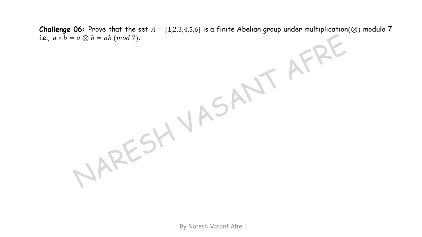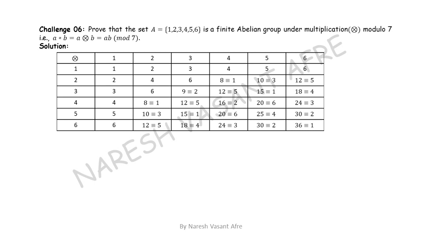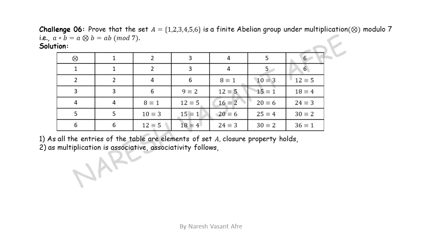Now again, as this A contains finitely many terms, it is better to draw a table, and that is drawn in this way. Now, as all the elements of this table are coming from A, closure property holds. And as multiplication of numbers satisfies associativity, this A comma star will satisfy associativity.